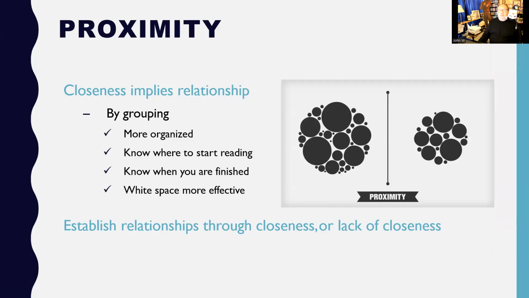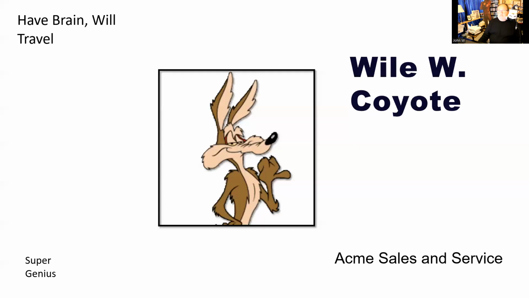Proximity, closeness implies relationship by grouping. These are two different groupings, they're not exactly the same, but they all look like they belong together because they're so close. The other circles I showed you a few minutes ago, the three circles, one part looked good because of the closeness, and the other side just didn't look right.